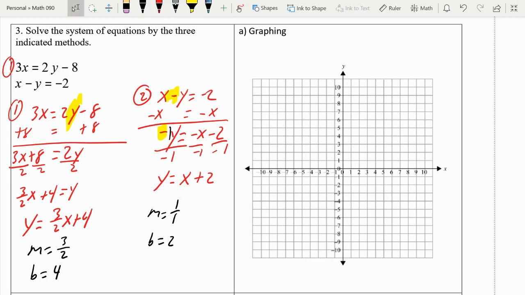So with equation 1, I'm starting at 4. Remember, I always start with the y-intercept. So I'm starting at 4. And then, what does the slope tell me to do? It tells me go up 3 to the right 2. So 1, 2, 3 over 2. And I keep going.